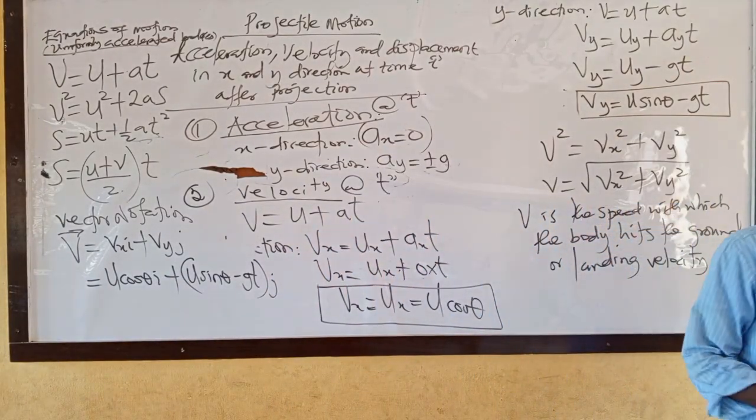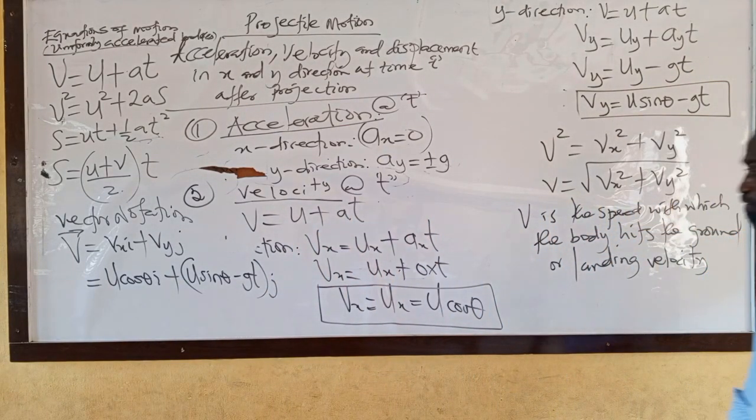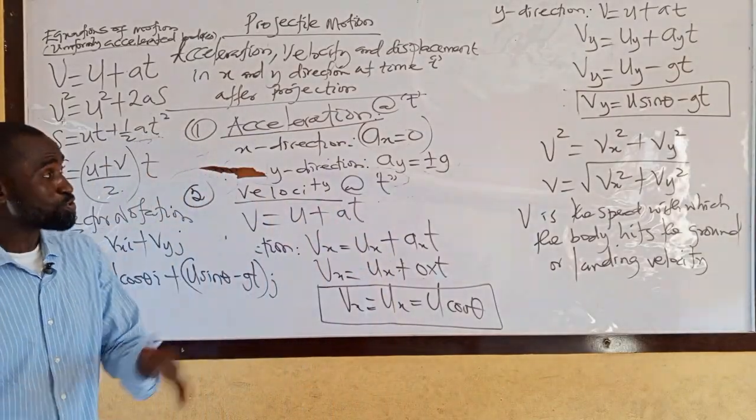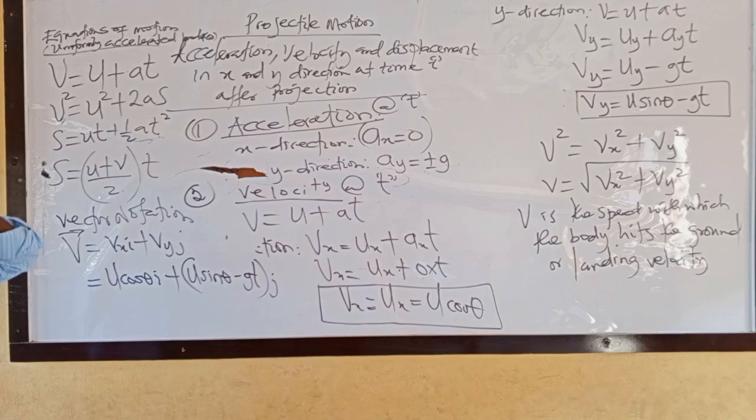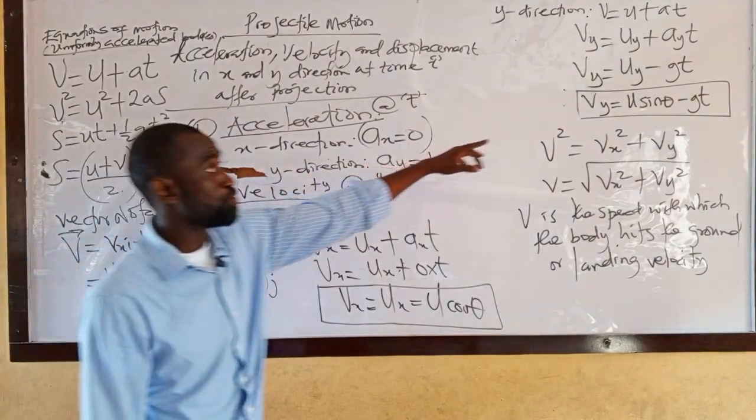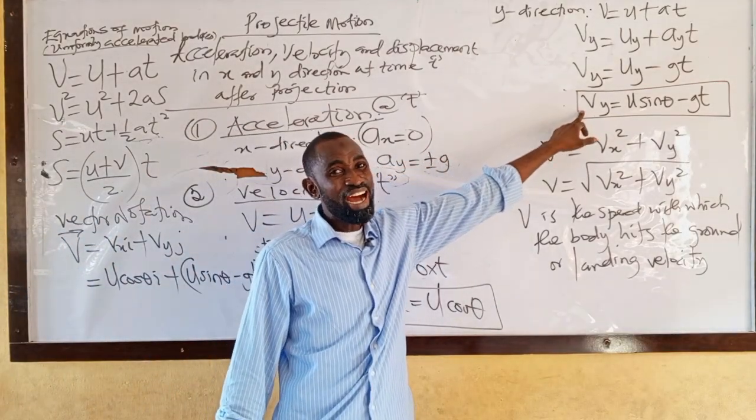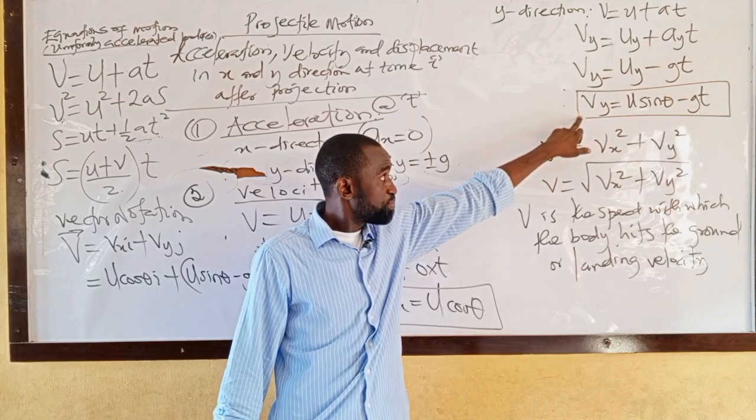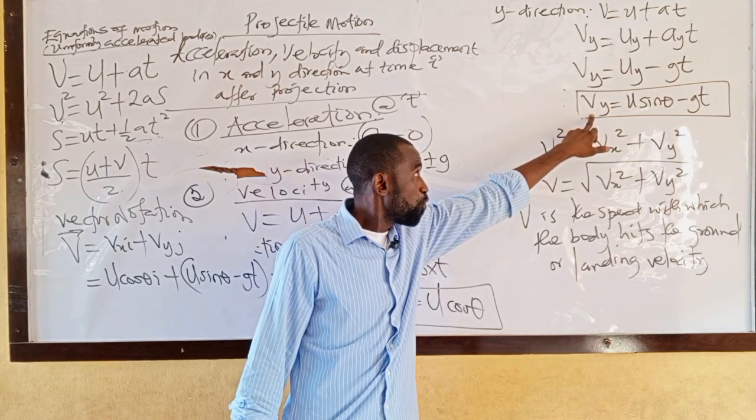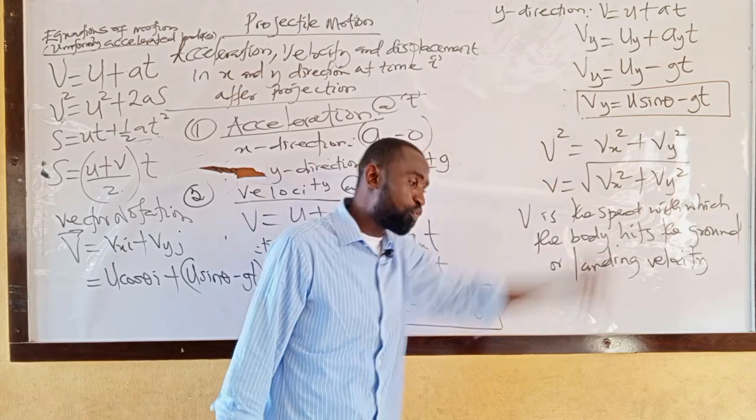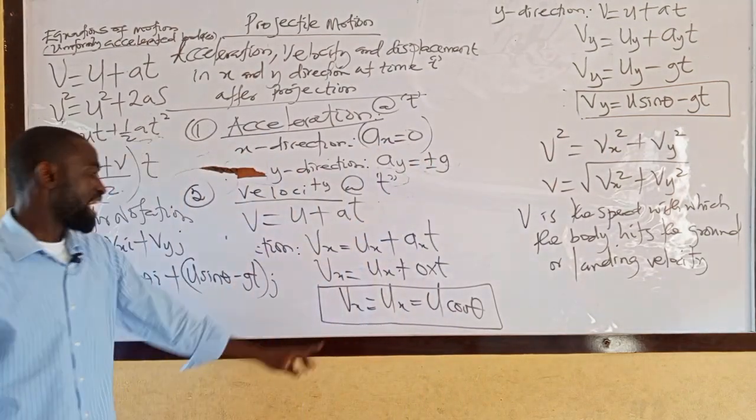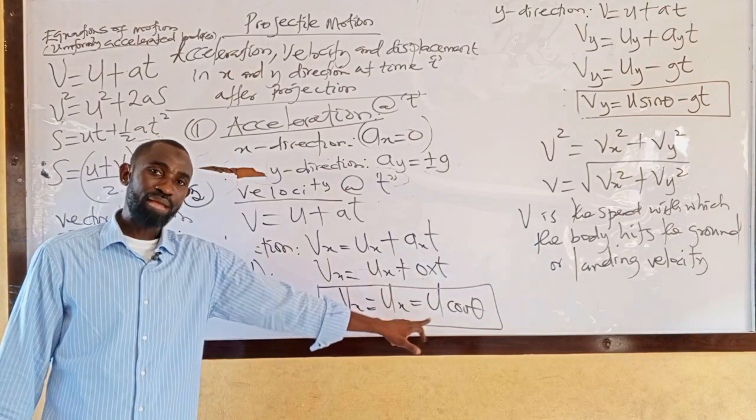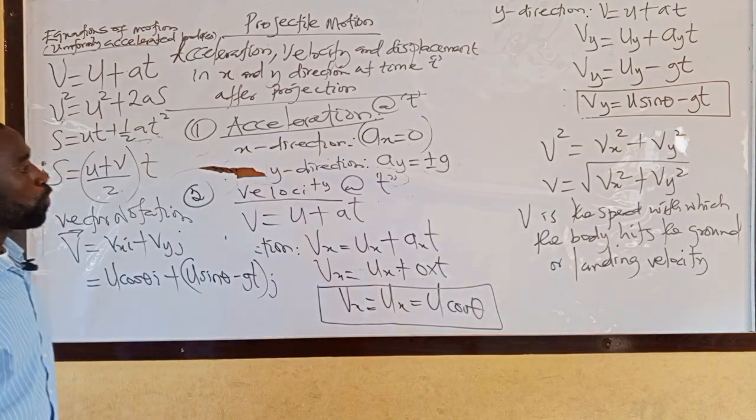That is about the second part. We are going to solve questions using these formulas, so this is very important. This is the velocity after time t of projection. Vy is the vertical velocity after time t of projection, and Vx is the horizontal velocity after time t of projection.